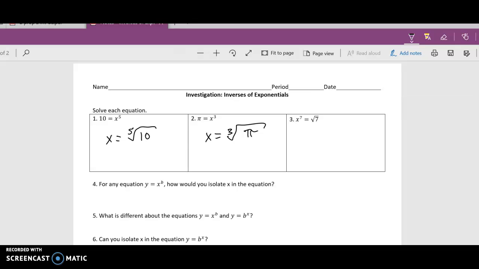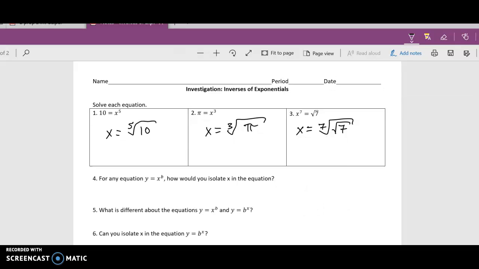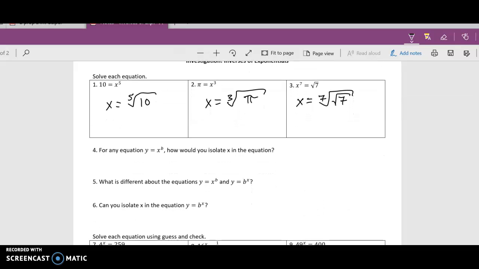What about this guy? If we take the seventh root of both sides, x is going to be equal to the seventh root of the square root of 7. Well, it's kind of weird looking, but that's okay. For any equation y equals x to the b, how would you isolate x in the equation? Well, x is going to be equal to the bth root, where b is your index, of y.